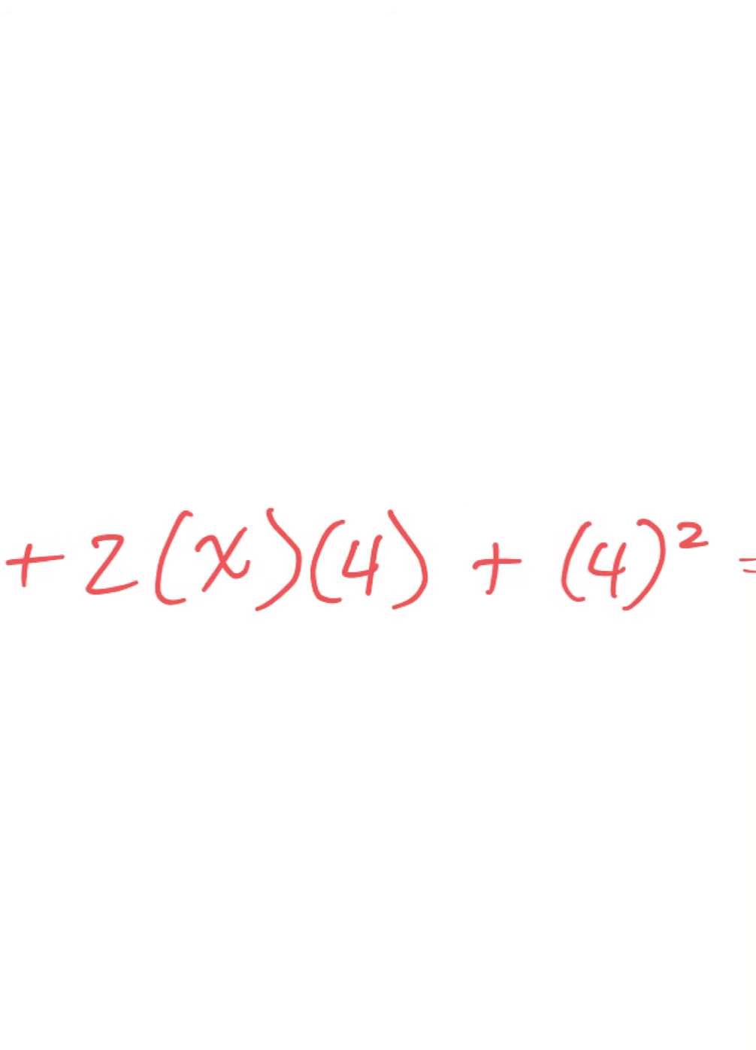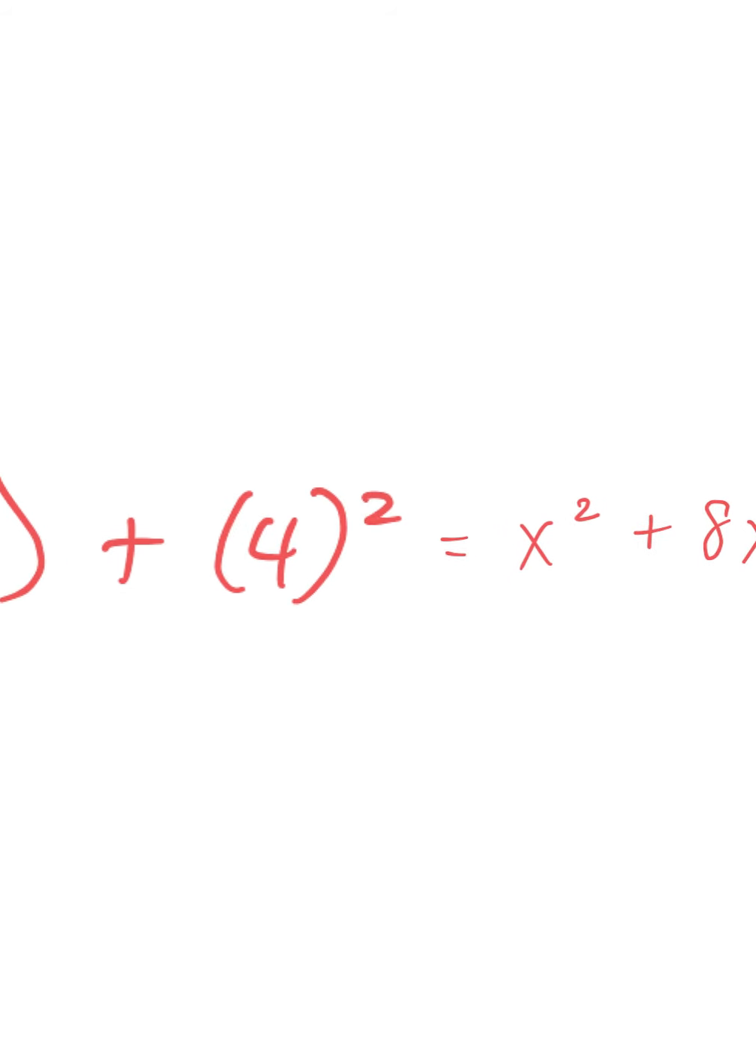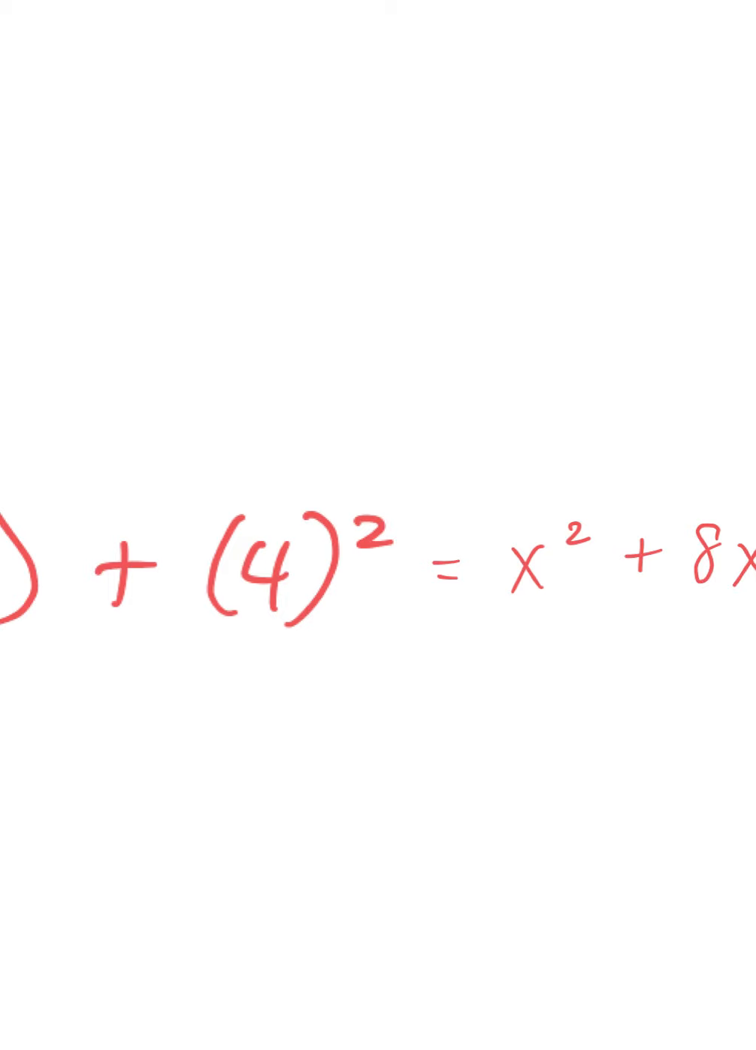Okay, let's simplify this. X squared is just x squared. We can't simplify that. What about 2 times x times 4? Tessa? Very good. Plus 8x. And 4 squared, who's good with their squares? Carlos? Nope. Janessa? 16. 4 times 4 is 16.